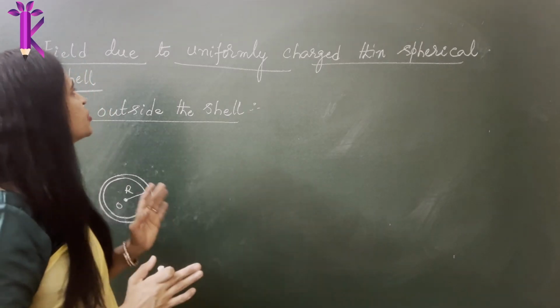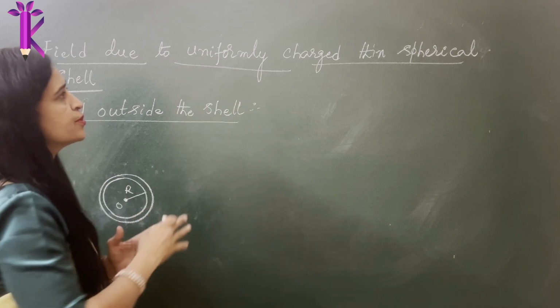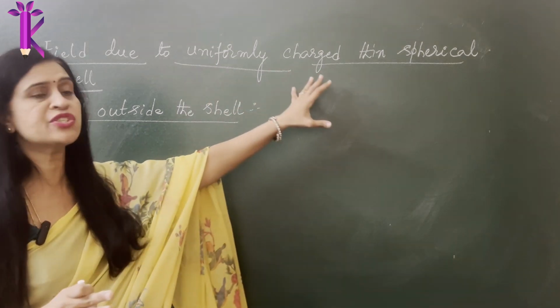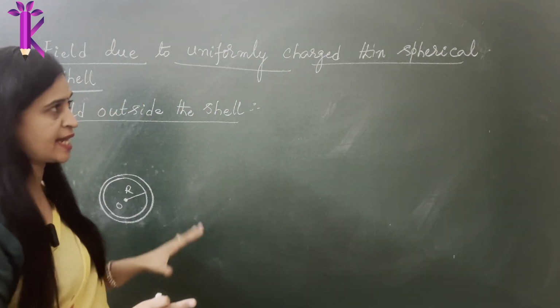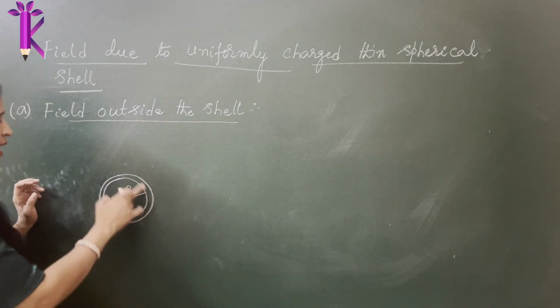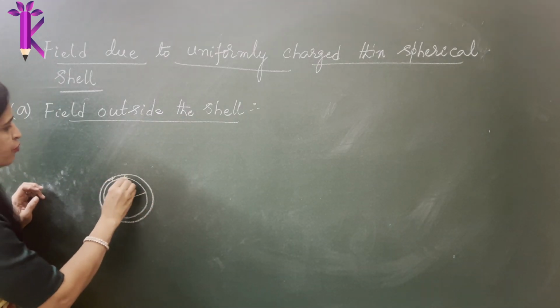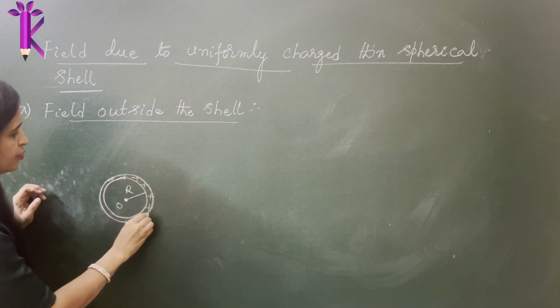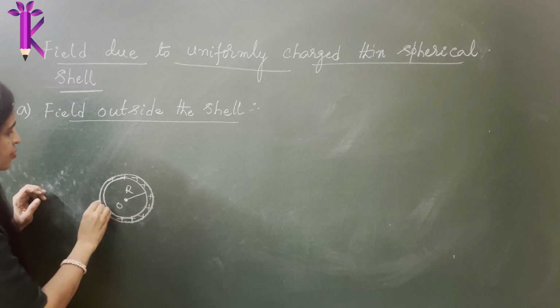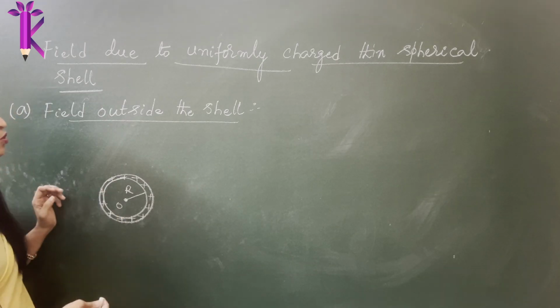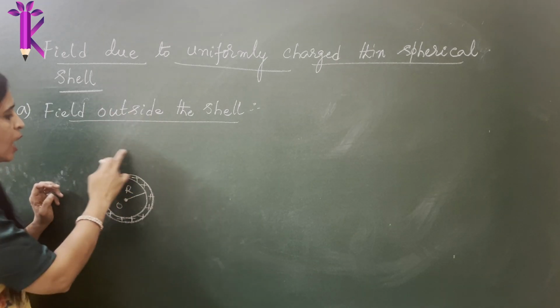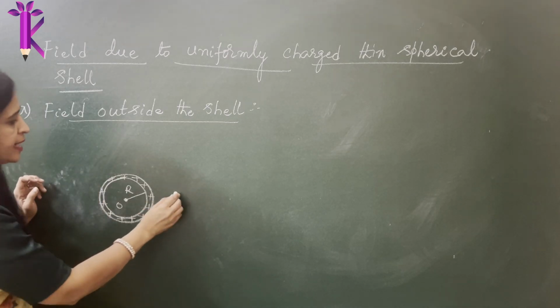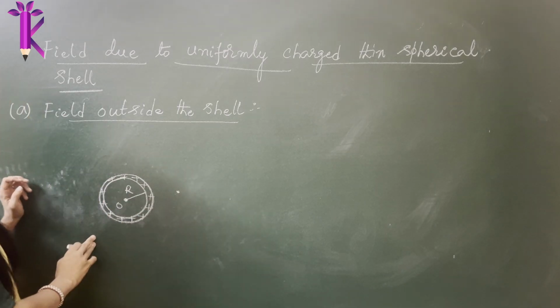Well, now it's time to arrive at the expression for field due to a uniformly charged thin spherical shell. So it is a thin spherical shell, it has been uniformly charged, right? So obviously the field is going to be radially outward. So you have to calculate the field outside of this shell. At any point outside of this shell, what is going to be the electric field?